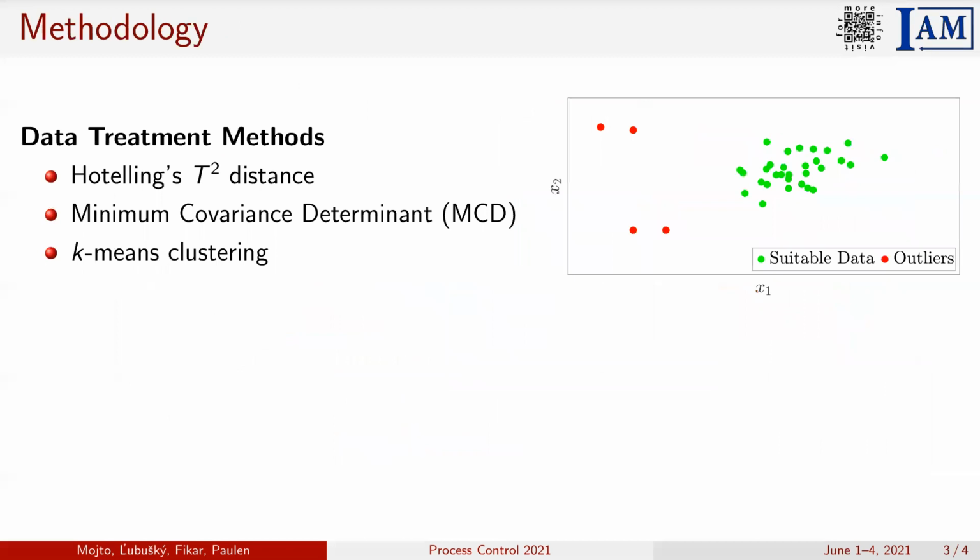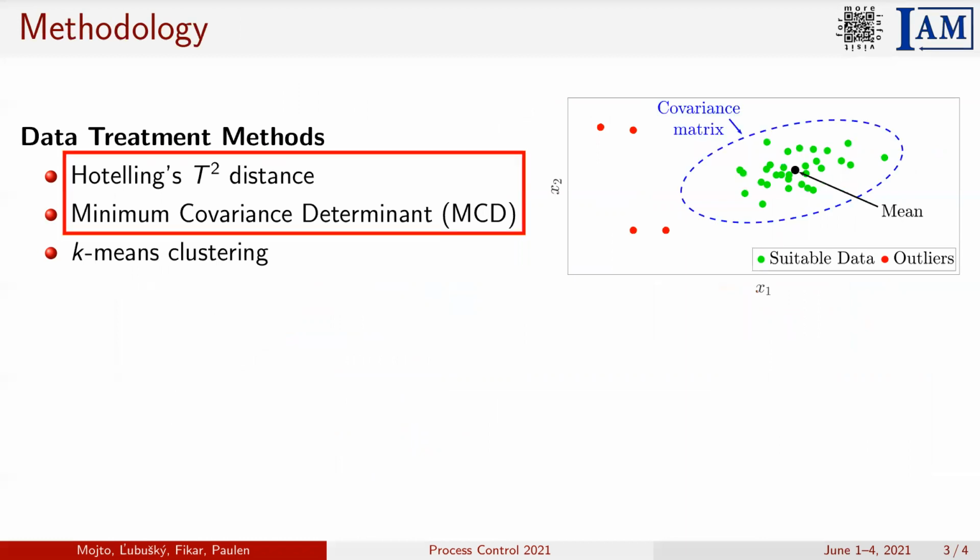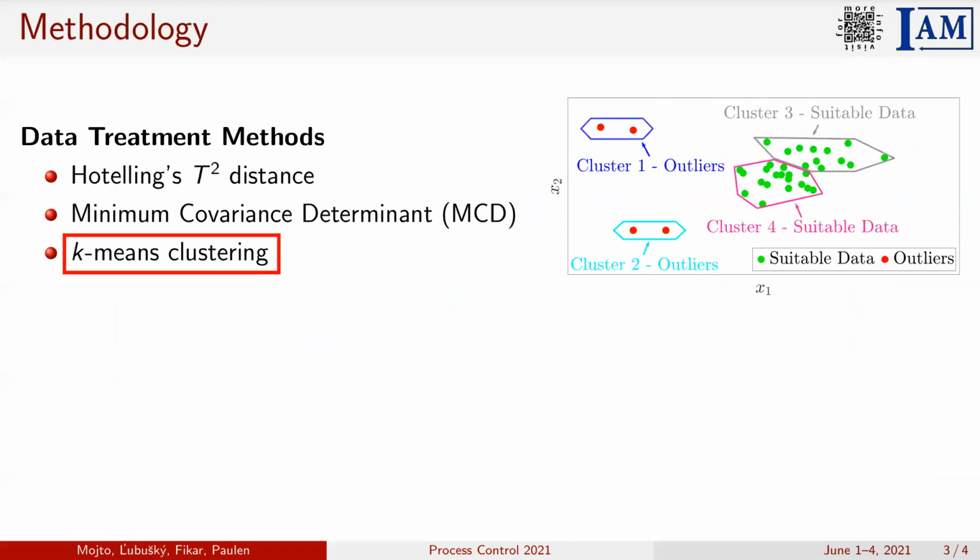We studied the following data treatment methods: Hotelling's T-square distance, minimum covariance determinant, and k-means clustering. The first two techniques indicate outliers according to the mean and covariance metrics of an analyzed dataset. The k-means clustering considers more centers with several different data clusters. The number of clusters and the clusters that are considered as containing outliers are determined according to the heuristic tuning.